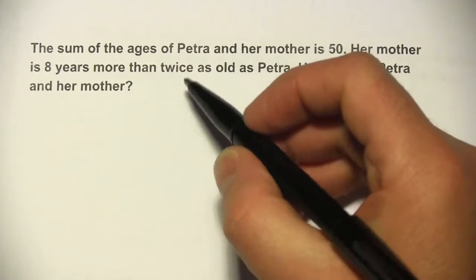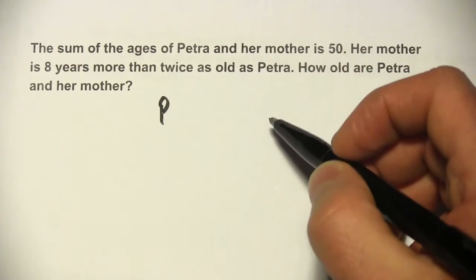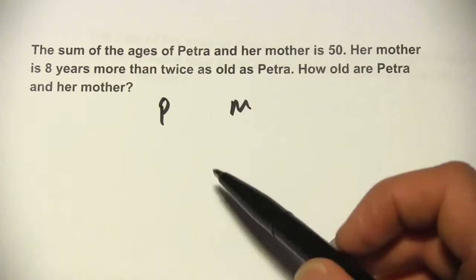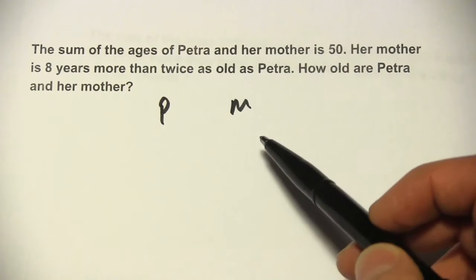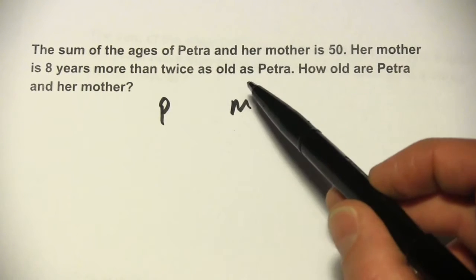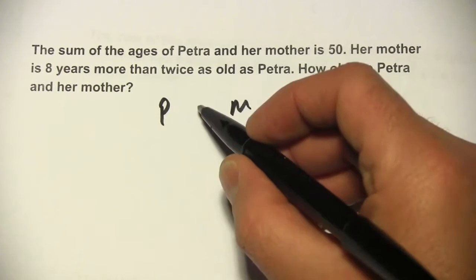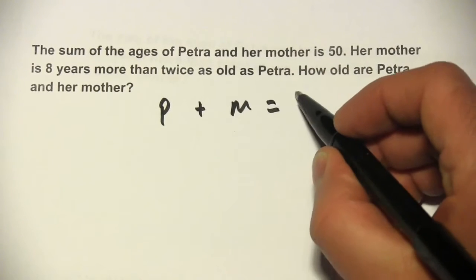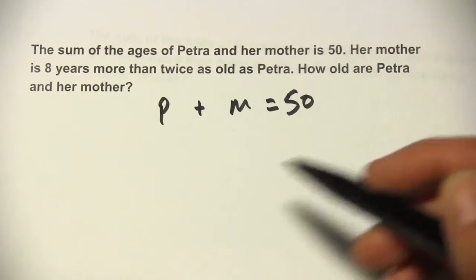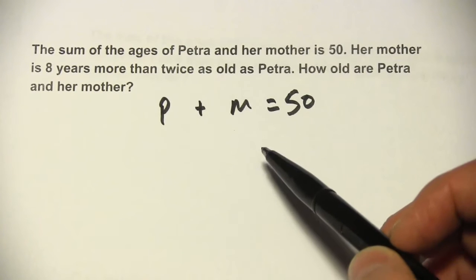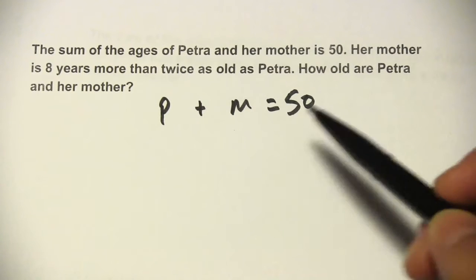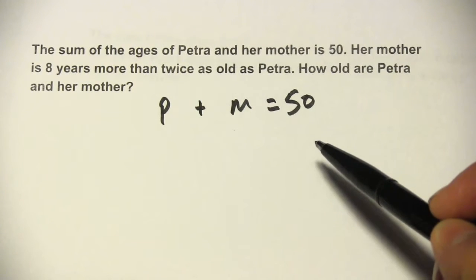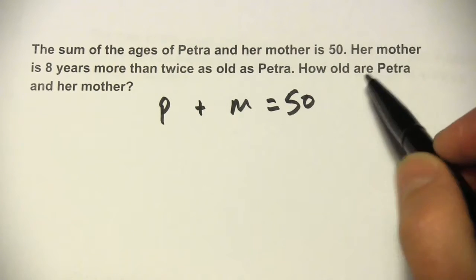So let's say Petra is P and her mother is M. So we'll use those two variables. That's their ages. And then it says the sum of the ages of Petra and her mother is 50. So first of all, I know P plus M equals 50. I also am guessing here that since I have two variables, I'm going to need a system of equations, two equations, to try to solve it. Let's see what else they give us here.